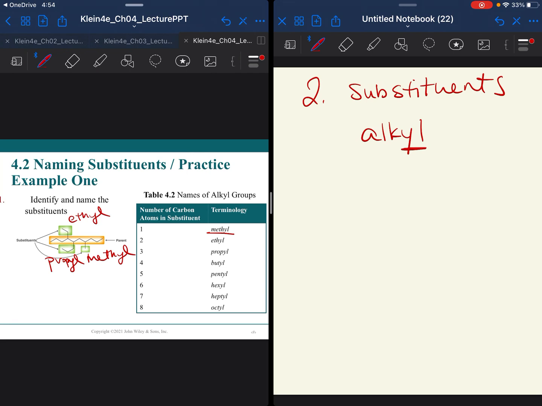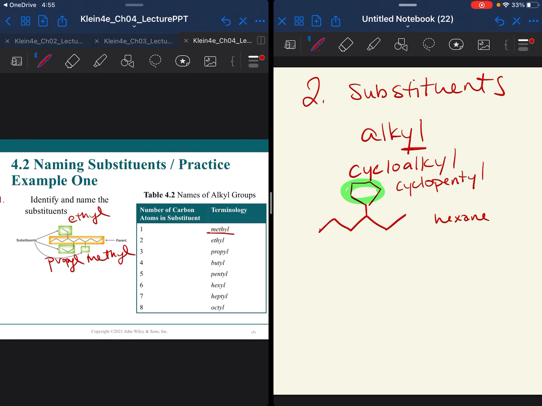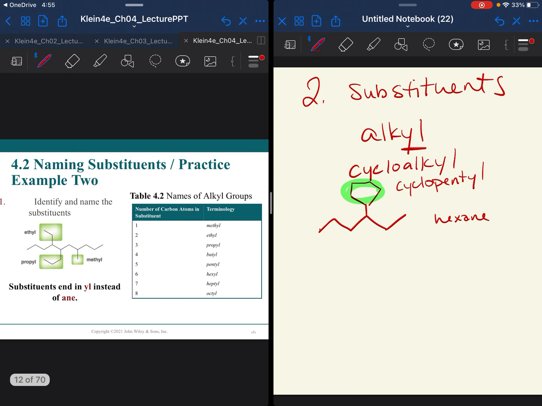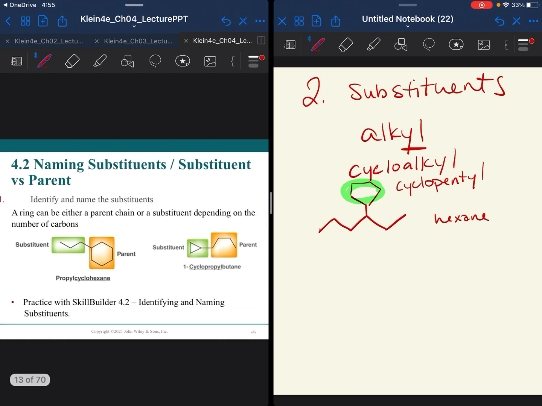You can also have cyclic structures, so it could also be cycloalkyl, right? For that one we saw on the previous slide, we had a hexane with a 5-membered ring. So the parent would be hexane, but then the substituent here would be cyclopentyl, right? Because it's 5 carbons, but it's a ring. So we're still going to change out that A and E for YL. And just repeating what we said here.